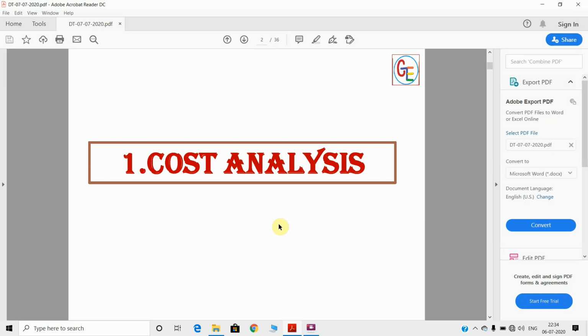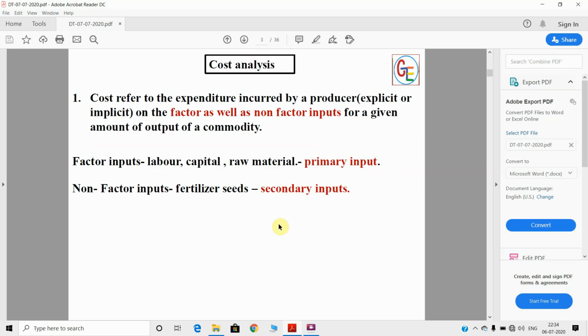U-shape. Next, we are going to discuss some extra points, some important points which are relevant in the case of MA entrance. So note down these points about cost analysis, right? It is very familiar to you from the +2 syllabus, right? So come to what is cost. The cost refers to the expenditure incurred by the producer. That may be your explicit cost or that may be your implicit cost, for the production purpose, for a given amount of output of a commodity, right?